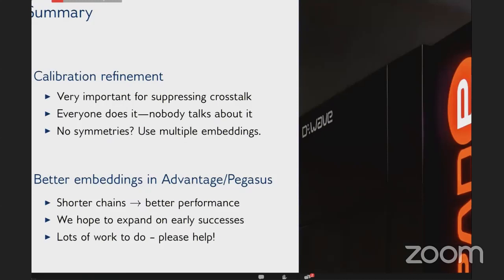And then this 3D spin glass example is just a quick experiment that we've been able to do before releasing the Advantage processor, showing that these shorter chains yield better performance. And so there's lots of work to do. Please get on the system and help out.